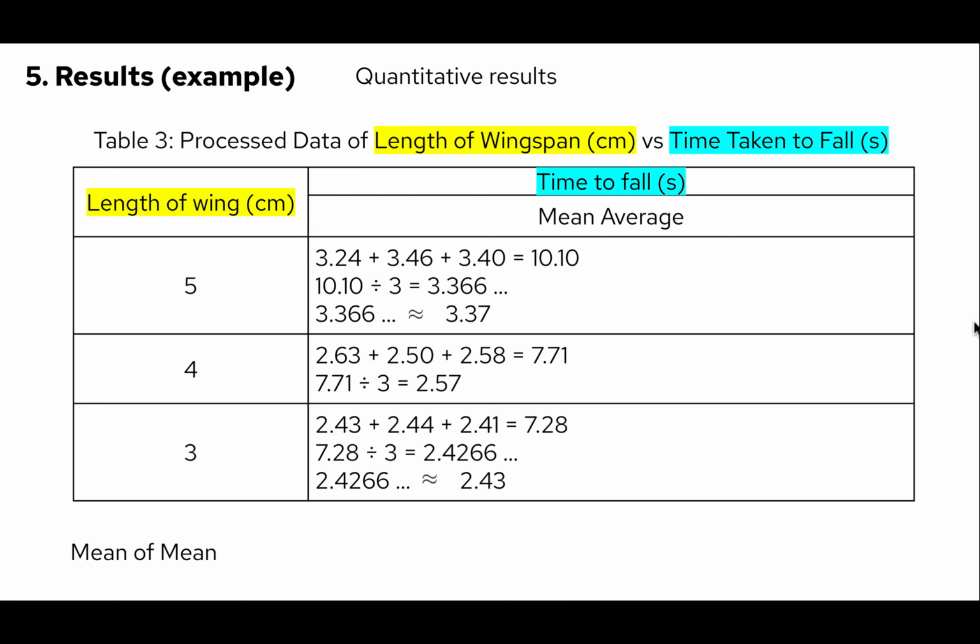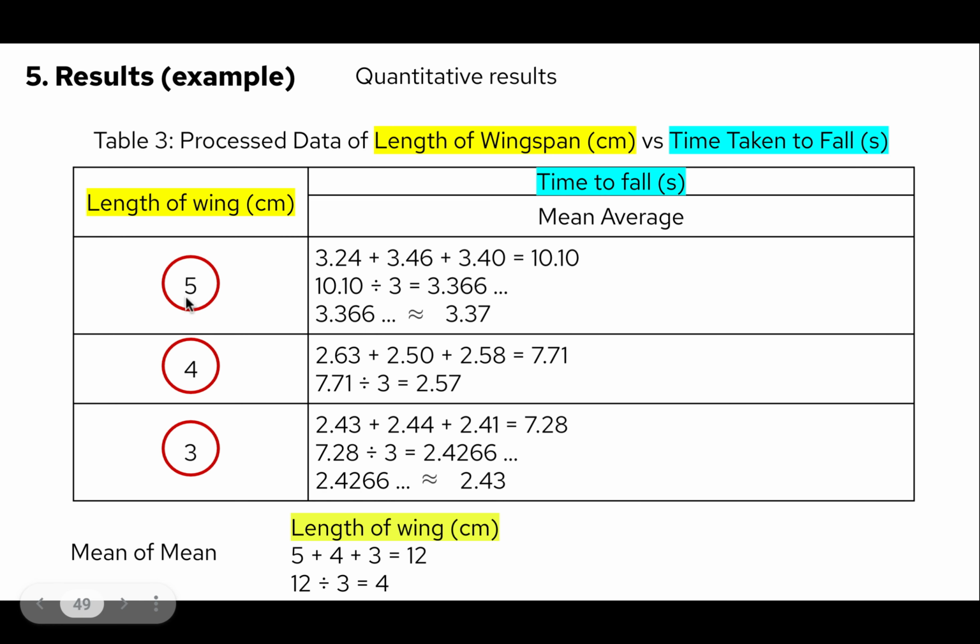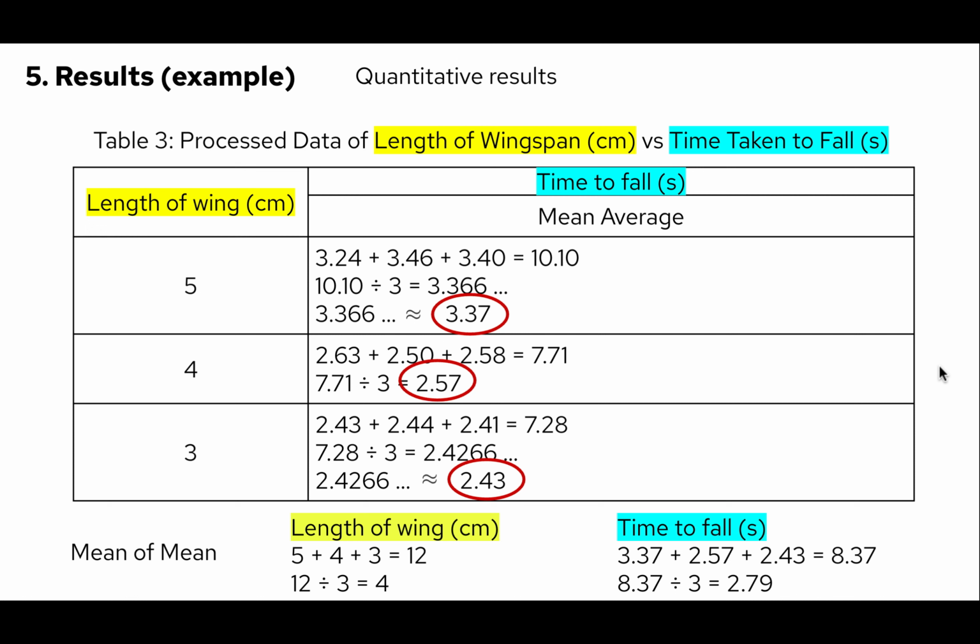Now we're going to find the mean of the mean. So first we're going to look at the independent variable, the length of the wing. I have 5 and 4 and 3, and the sum is 12, divided by 3 is 4. So the mean of the length of the wing is 4 centimeters. We'll do the same with our dependent variable. Again, I'm going to add these 3 amounts and then divide by 3, and I get 2.79.